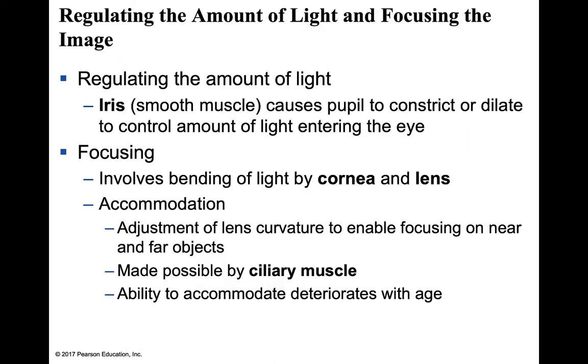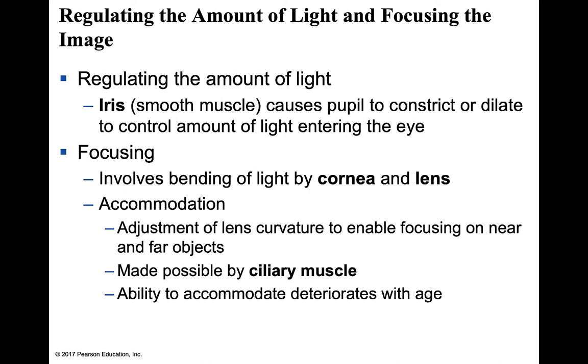Now, if we look at a couple of features, the first is the iris. The iris is vascular, it's smooth muscle, and it regulates the amount of light. The iris itself is what causes the pupil to constrict or dilate, and that controls the amount of light entering the eye. If you happen to be a photographer, I do a lot of photography, one of the things that you do is set an f-stop, and that's the size of the shutter and how much light is allowed to make its way to the sensor. So those of you that take pictures, that's something you might be familiar with.